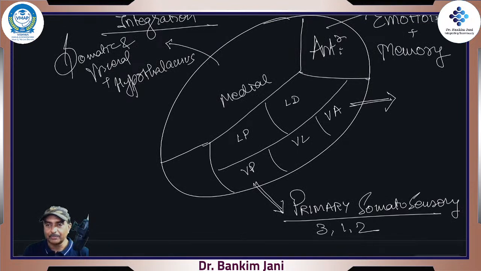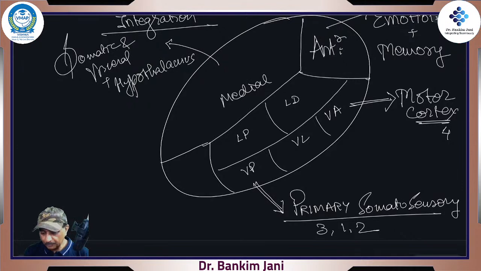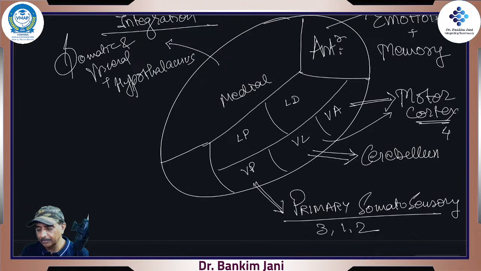This VA, ventro-anterior, is connected to motor cortex, area 4, right? Even some part of the ventrolateral can also be connected to motor cortex, but this ventrolateral will primarily be going to cerebellum, right? And red nucleus, which is in the midbrain. And pulvinar, right?